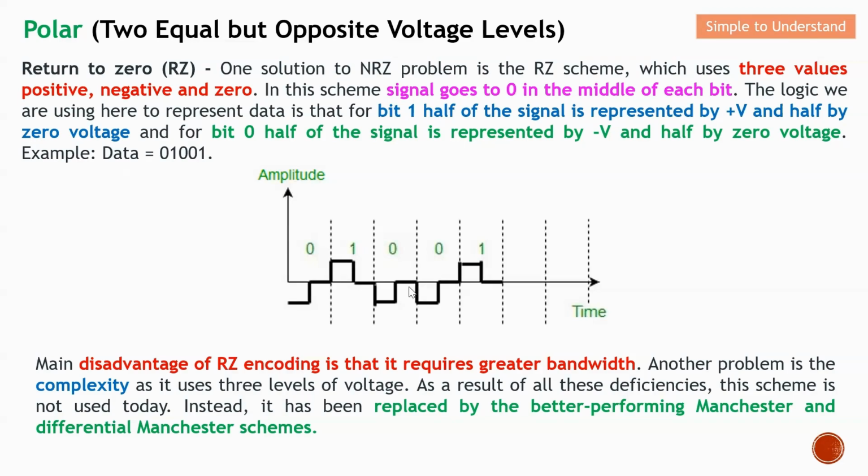The key thing is they want to resolve the time synchronization. But because of the so-called twice the bandwidth, this is hardly used. The main disadvantage of return to 0 encoding is that it typically requires greater bandwidth. Another problem is the complexity, because it uses three levels: the positive, negative, and 0 voltage. As a result of all this, this scheme is not used today. Instead, it has been replaced by the better performing Manchester and differential Manchester schemes.